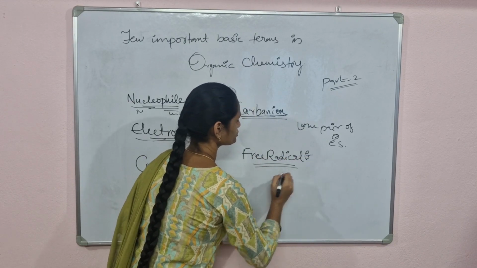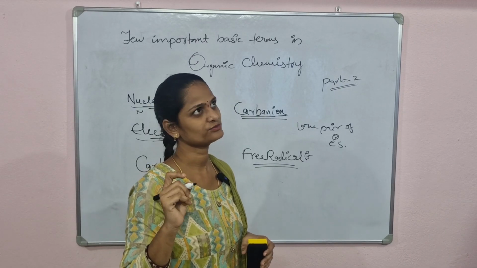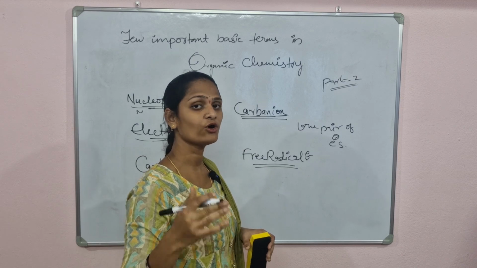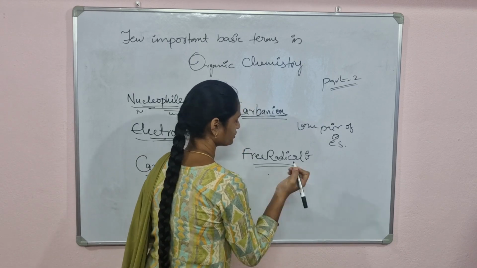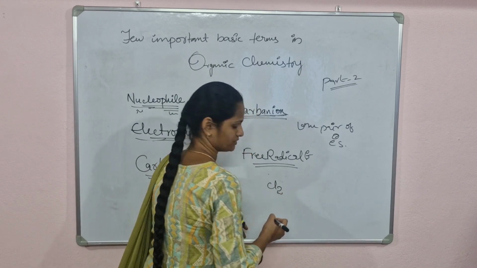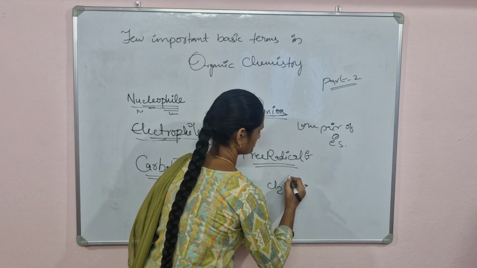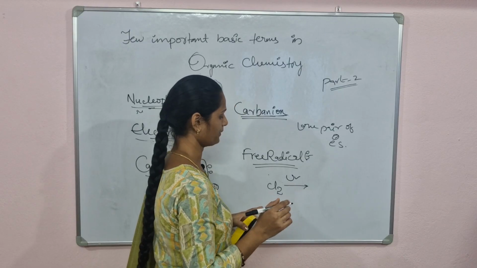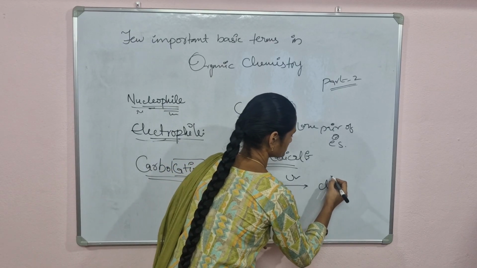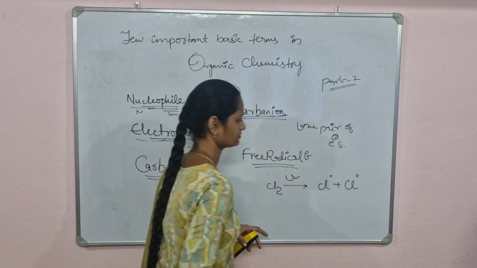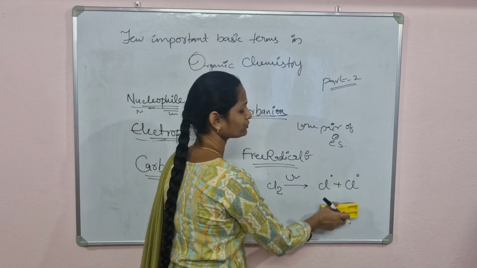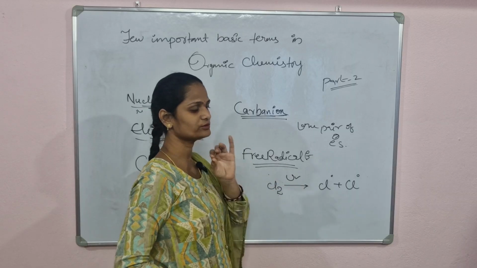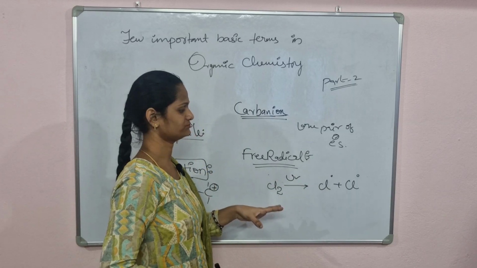Mostly it is possible in a situation like nuclear fission, and that too only in a homolytic fission. For example, we have chlorine in the presence of UV. The cleavage, meaning bond breaking, takes place like this. See, both of the chlorine atoms will have a single electron, which is highly reactive and highly unstable too. Okay.